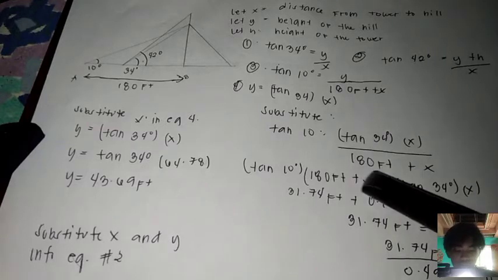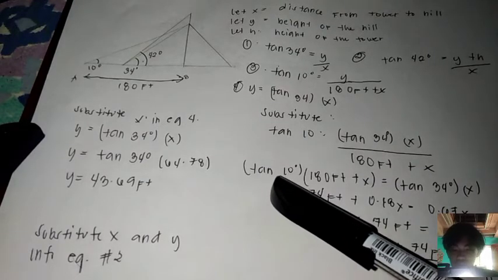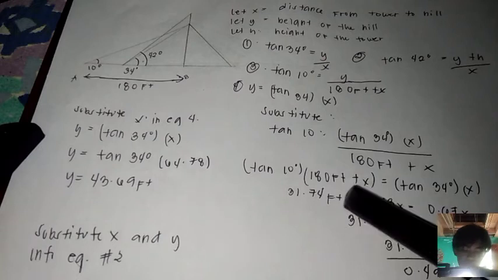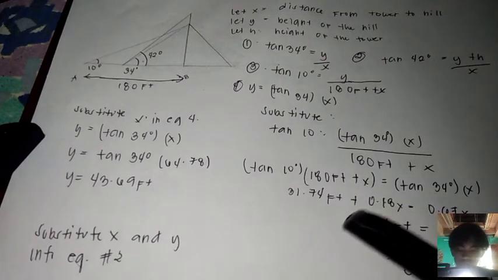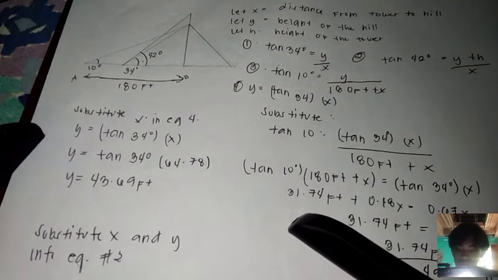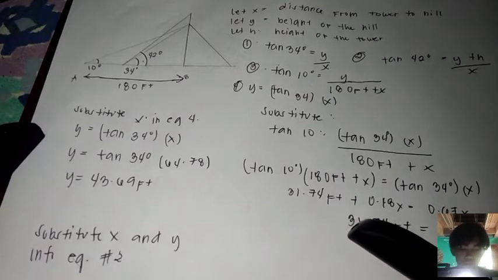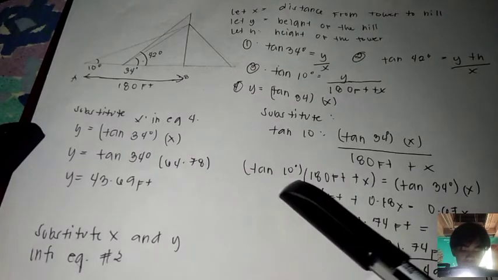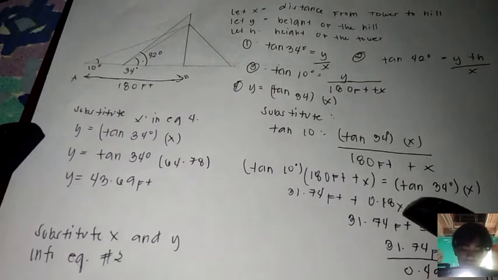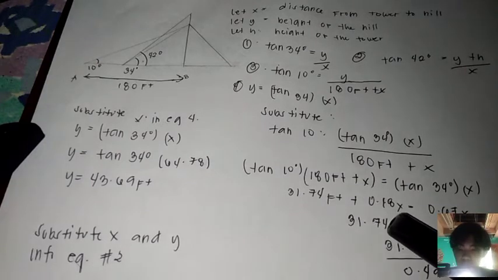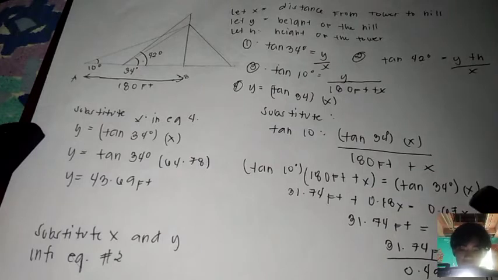So let's multiply the tan 10 degrees to the 180 feet plus x. So we have here 31.74 feet plus, let's multiply the tan 10 degrees to x. So we have 0.18x equals, let's multiply tan 34 degrees to x. So we have 0.67x.